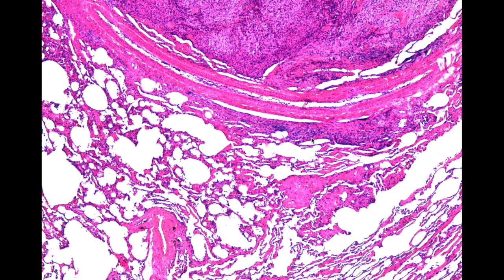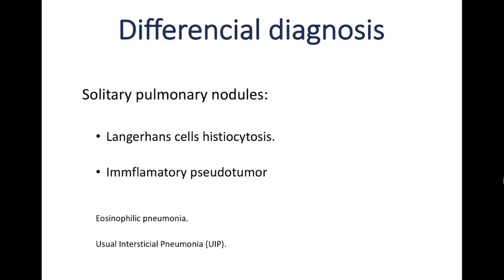Here is the lesion in the adjacent pulmonary parenchyma, and here more collagenic component, and here more inflammatory cells. At this point, the differential diagnosis is with solitary pulmonary nodules. The first things that we have to think about are Langerhans cell histiocytosis and inflammatory pseudotumor, and it is rarer, but you could be confused at a core biopsy with eosinophilic pneumonia and a UIP, but not in this resection.